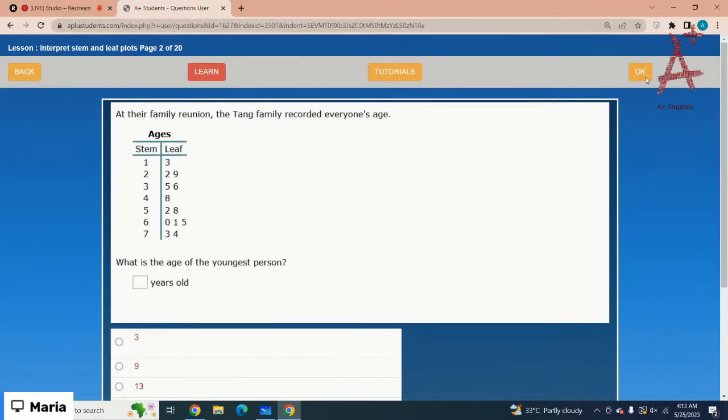Okay, at their family reunion, the Tang family recorded everyone's age. What is the age of the youngest person? So, which is the correct option? You have to find the age of the youngest person. The one is the youngest leaf. It would be 13. Very good.